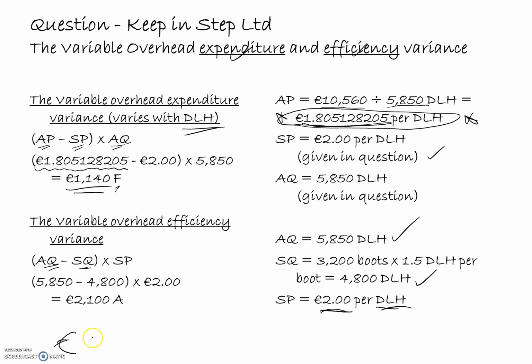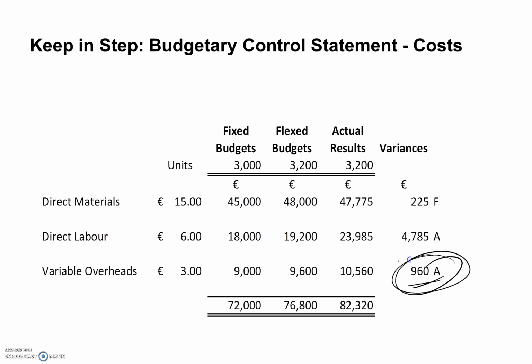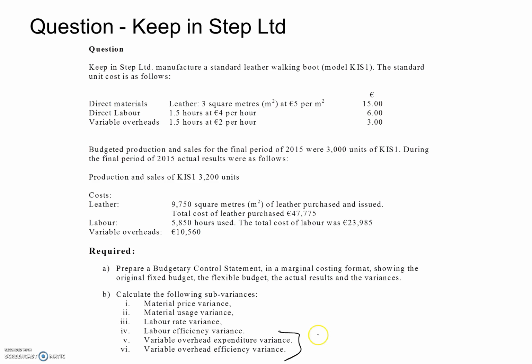Now, if I have here 1,140 favourable, I'll take away the 2,100 adverse, and I end up with a net adverse variance of €960. Now, if I just go back to my table, you can see that's exactly what I was expecting to get. So back to the question here. That completes the calculation of the subvariances.